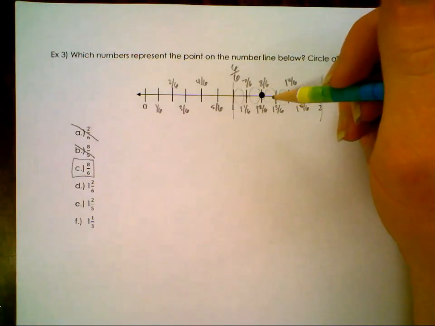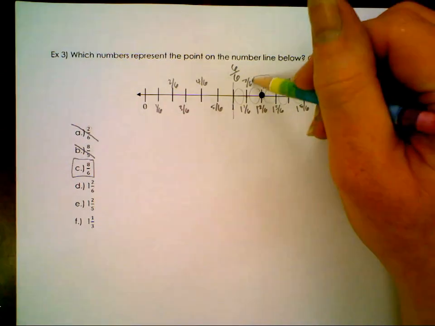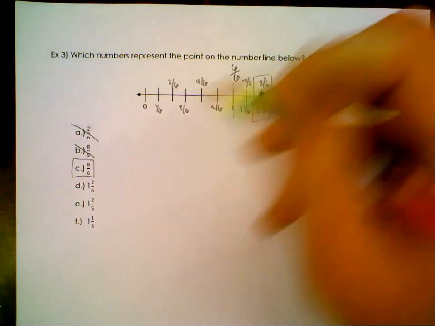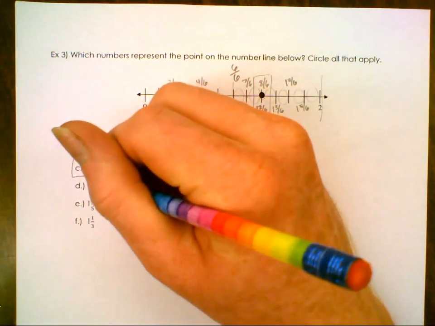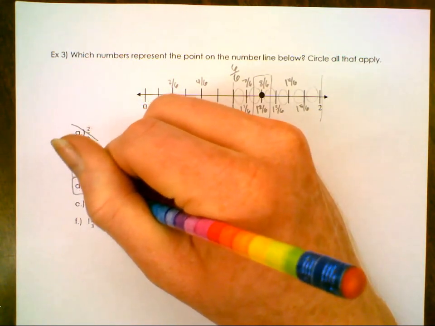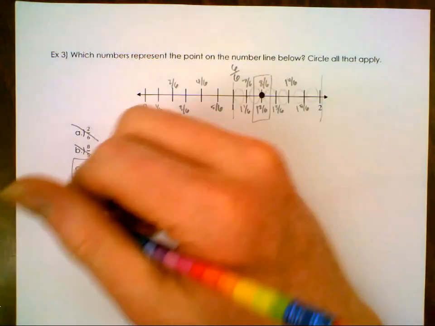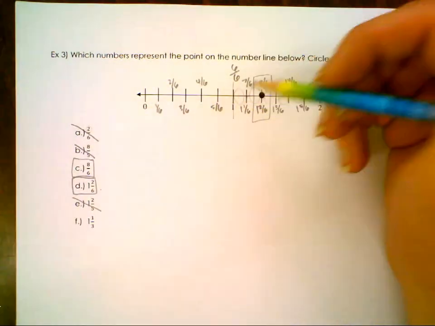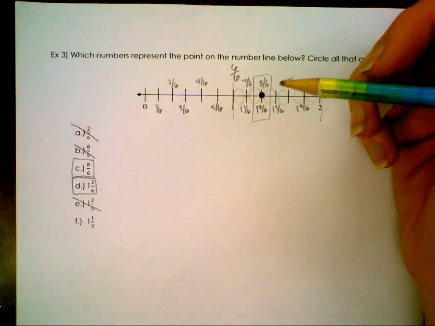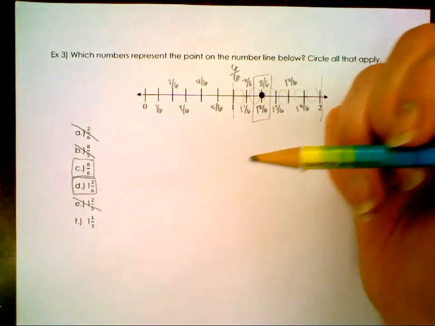And now I notice here that 8/6 is on the opposite side of 1 and 2/6, which I see here. This is also an accurate choice. Now, again, we know that 2/5 isn't an accurate choice because my whole numbers are not divided into 6 pieces. And finally, I see 1 and 1/3.